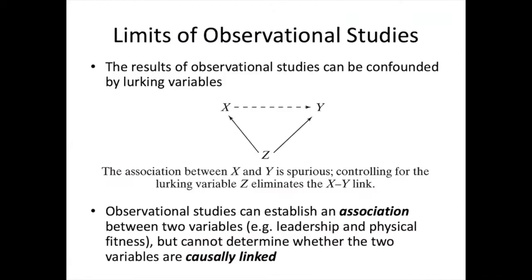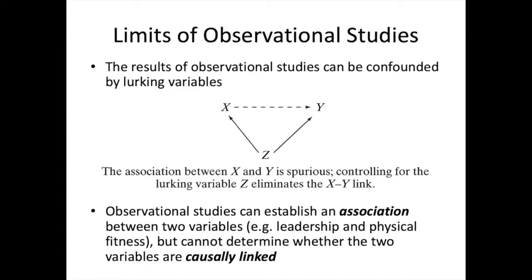Now, we perform experiments because observational associations can always be confounded by the influence of some other lurking variable. So, for example, we might think that some variable x has some causal impact on some other variable y, and those two might be associated with one another in an observational study. But it's entirely possible that some third variable called z here, which we'll call the lurking variable, is what is actually causing the association by having an influence on both x and y at the same time.